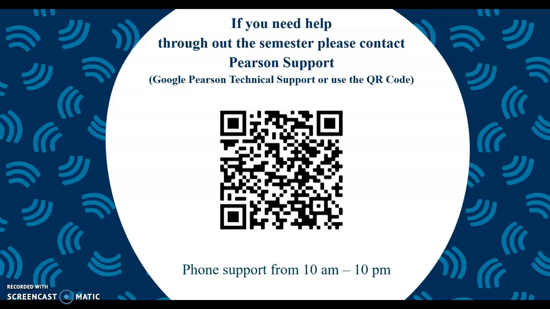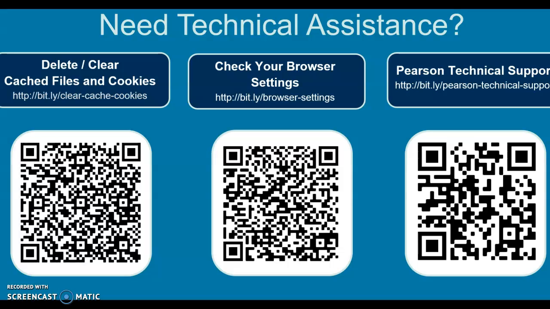Throughout the semester, tech support is available. Live support is 10 a.m. to 10 p.m., but 24-hour support is always available. You can scan this QR code or just search for Pearson Technical Support through Google. It's always a good idea to clear your cache and cookies, so if you're having problems with Pearson's e-text or Mastering, just clear your cache and cookies. That solves 99% of the problems. Check your browser settings, and again, here is tech support if you need it.